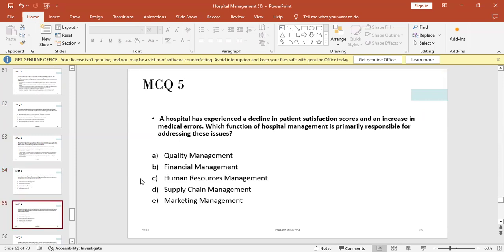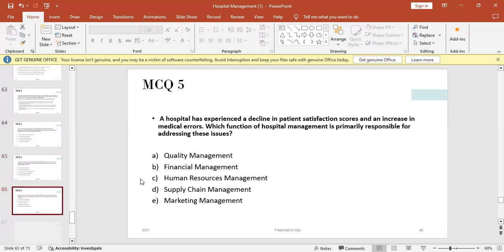Fifth MCQ is, a hospital has experienced a decline in patient satisfaction scores and an increase in medical errors. Which function of hospital management is responsible for addressing these issues: quality management, financial, human resource, supply chain, or marketing? A. Yes, it's the quality management team.